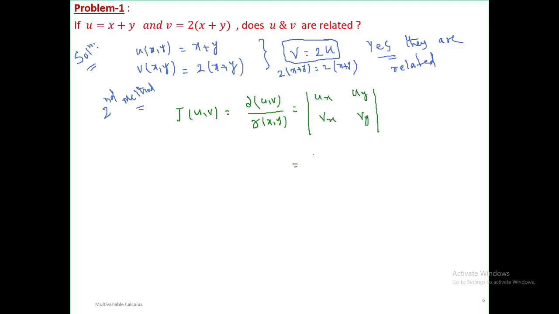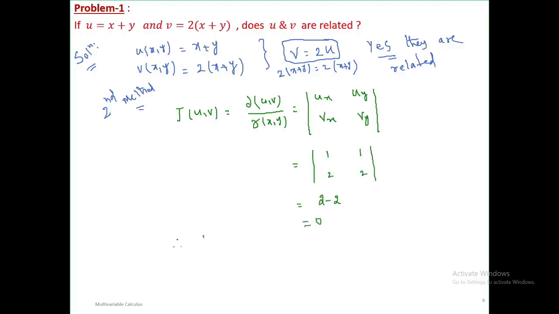Now what is dou u by dou x? With respect to x the derivative is 1, and y gives 0, so 1 plus 0 is 1. And dou u by dou y, with respect to y, is 1. Next one it is 2, and next it is 2. Now what is the determinant? Look, 2 minus 2 is 0. Therefore the Jacobian is vanished.